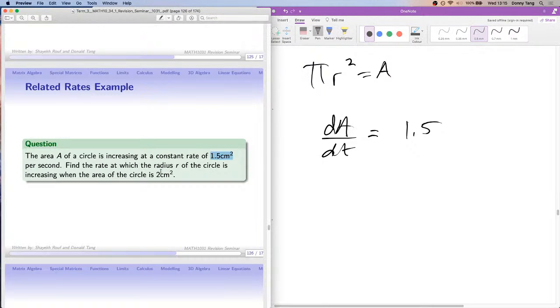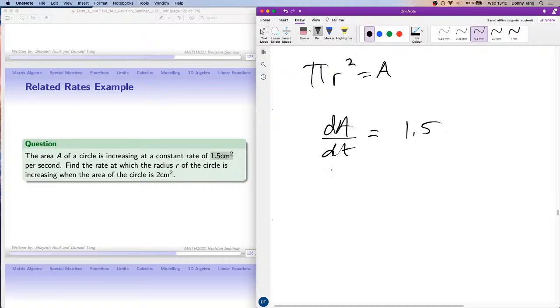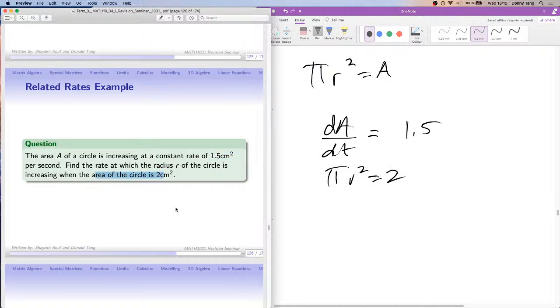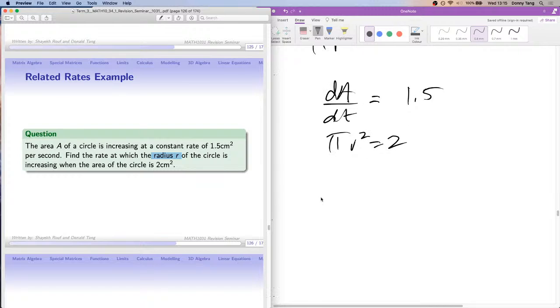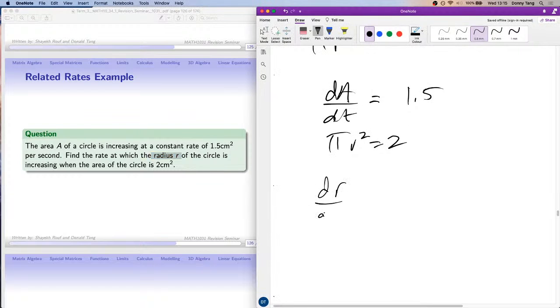And then find the rate at which the radius r of the circle is increasing when the area of the circle is 2 centimeters squared. So we basically say pi r squared equals 2, because the area of the circle is 2. And we're looking for the rate at which the radius is increasing. So that's going to be dr on dt. And dr on dt, what is this? We don't know. So what we have to do is use the chain rule. That's going to be dr.